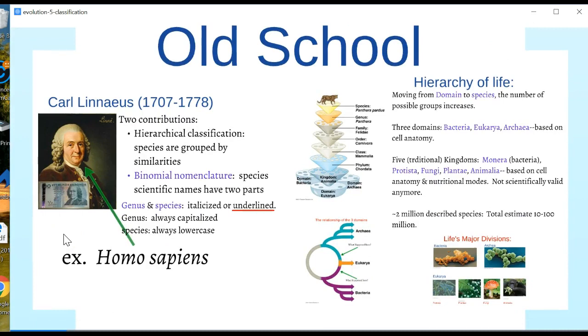In the 1700s, Carl Linnaeus came up with two big contributions. The first is that he decided to classify species based on similarities, and the second is he developed the binomial nomenclature that we still use today, and that's that species' scientific names have two parts. So there's the genus and the species. You need to make sure that you always capitalize the genus and that the species is always lowercase. So an example of this would be Homo sapiens, and that's the scientific name for humans, using binomial nomenclature. We're going to still use this in class, so it's important that you get used to recognizing that.